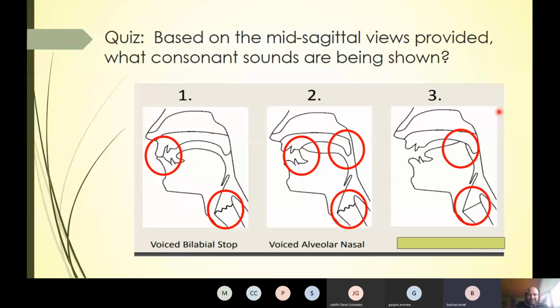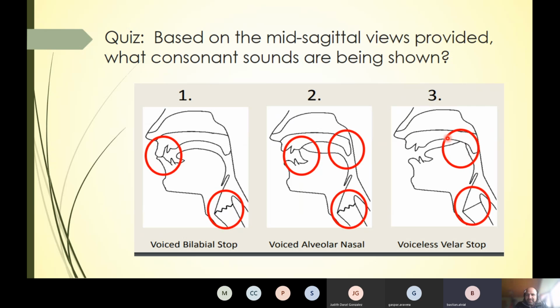So what kind of sound is this one? Voiceless. Uh-huh. All right. Oral. Okay, oral. Palate, maybe? Which one? Glottal? Okay.